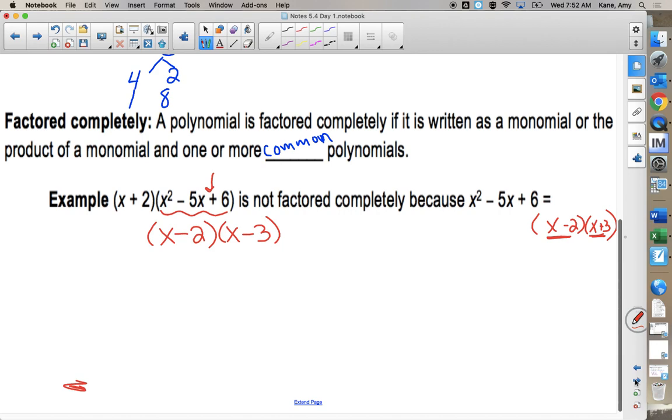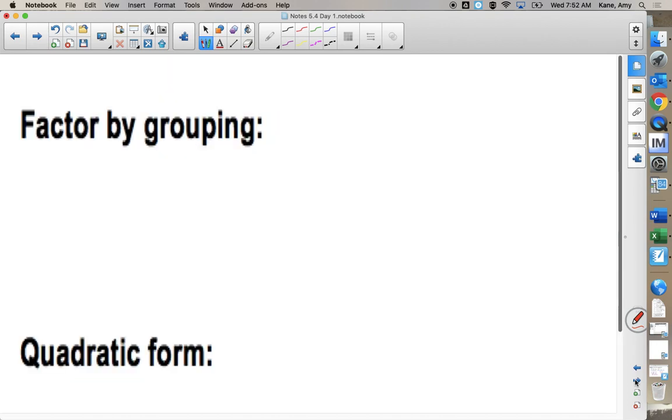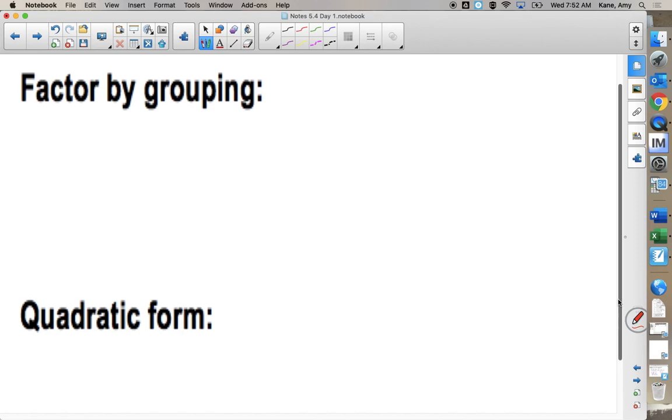So there are two more terms. The one term at the bottom you know, quadratic form, and the other one we actually use, factor by grouping, when we're factoring quadratics. Anybody explain what factor by grouping is? How could you explain that? It's kind of hard to explain. You know how to do it, but what does it really mean? Peter, what do you think?